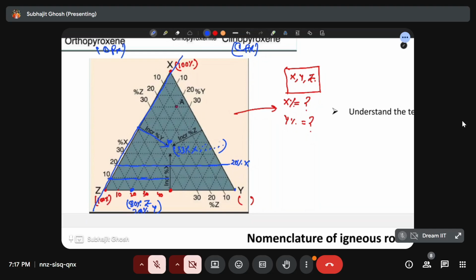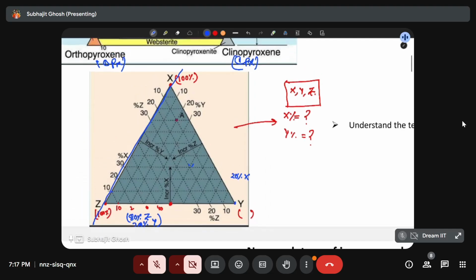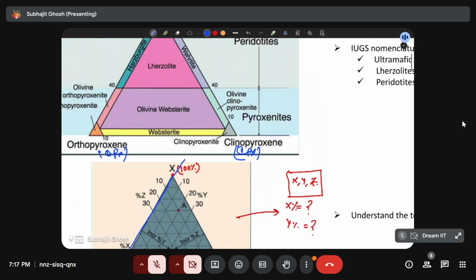ठीक है. So triangle को read करना आना चाहिए. If there is any problem with the triangle, then you can tell now. Okay. This is very basic and it will come again and again. Triangle clear है? Okay. No one is saying anything, so I will assume that सबको triangle clear है.